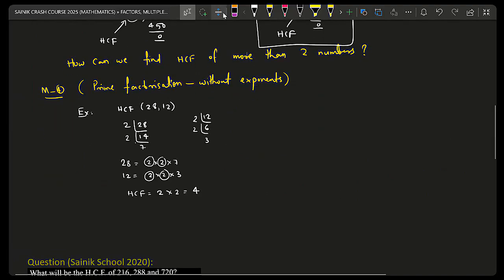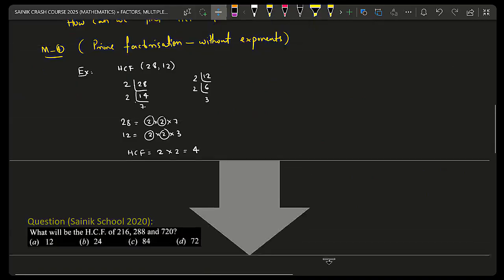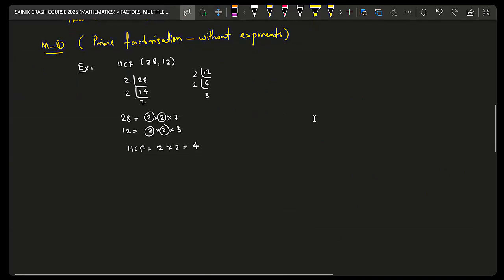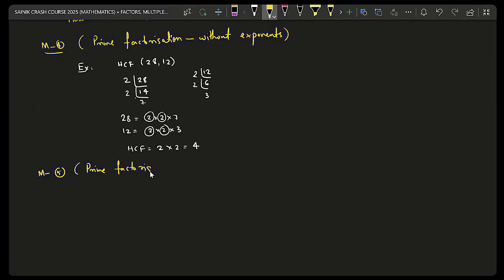Next we are going to check method number 5. Method number 5 says use exponents. Method number 5 is also a prime factorization method only. Prime factorization method, but we are going to use exponents. So if you want to copy, you can copy the previous example. We're going to start the new one.